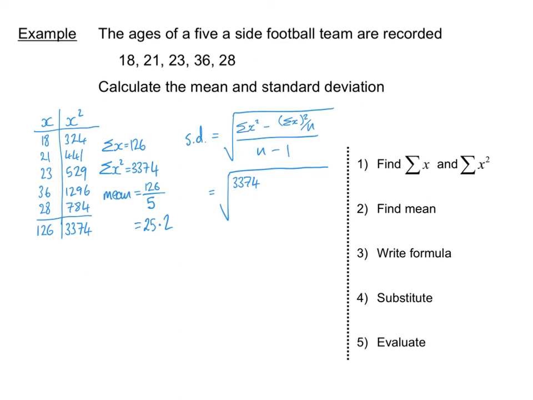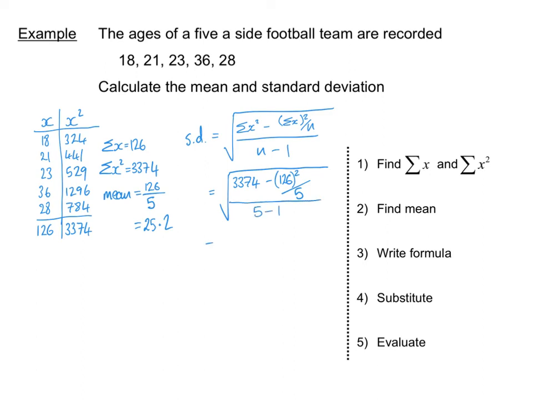Now we don't really need the brackets anymore, but if it helps put them in, we can. So 126 is the sum of x, that's the bit inside the brackets, that's being squared, and then that last part there is then being divided by n. Remember, n is the number of values in the data set, and we have 1, 2, 3, 4, 5 numbers in our data set, so that is being divided by 5. This is all then being divided by n minus 1, so it's all then being divided by 5 minus 1.